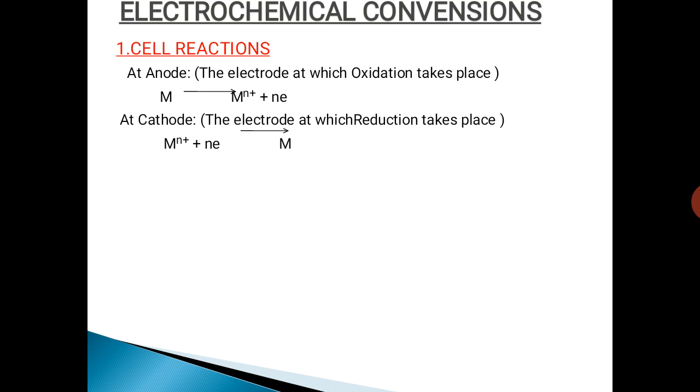It is a general reaction here. Then at cathode, what reaction takes place? Metal ions already present around the cathode accept the electrons and undergo reduction, forming metal.